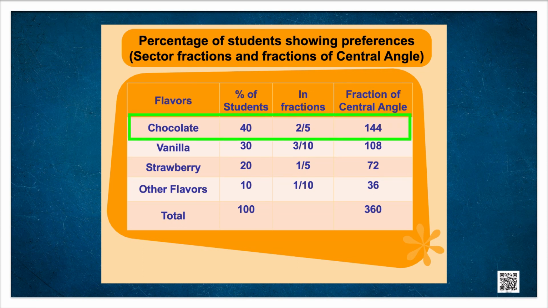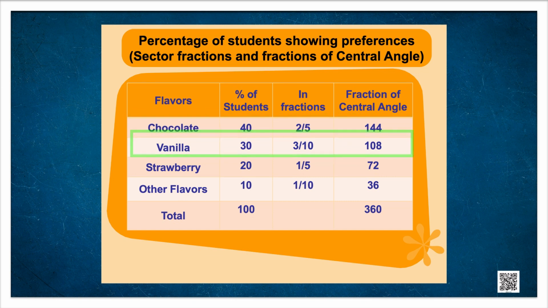Chocolate, it is 40%. 40 divided by 100 is equal to 2 by 5. Then the fraction of the circle will be 2 by 5 of 360, that is equal to 144 degrees. For vanilla, it is 30%. That means 30 divided by 100, that is equal to 3 by 10. 3 by 10 of 360 is equal to 108 degrees.